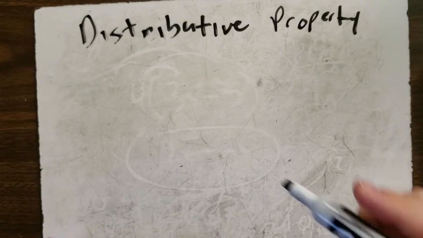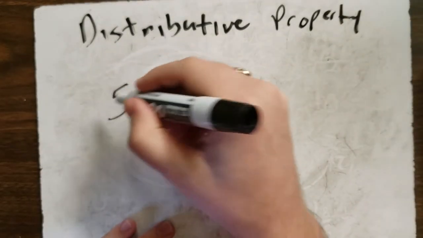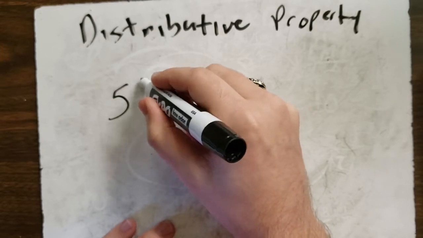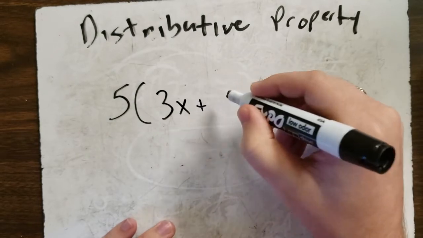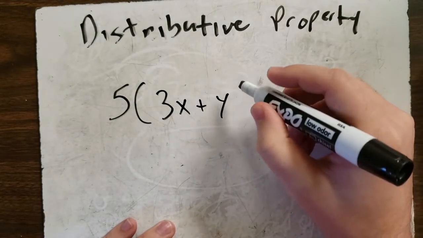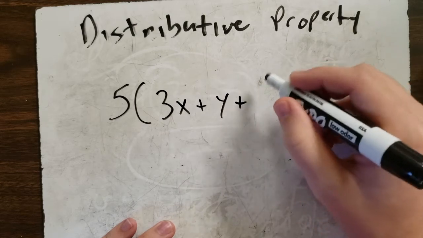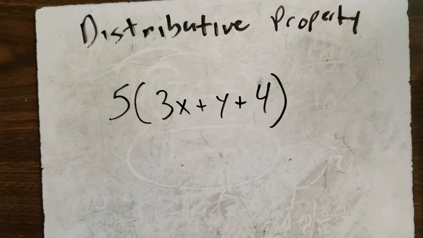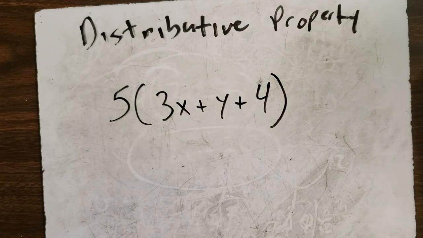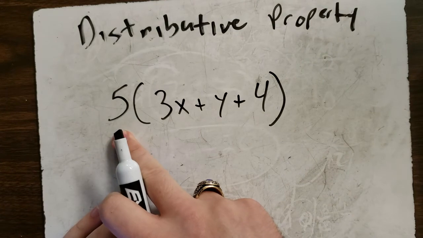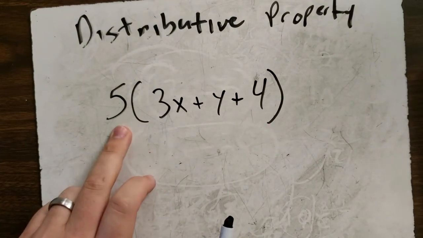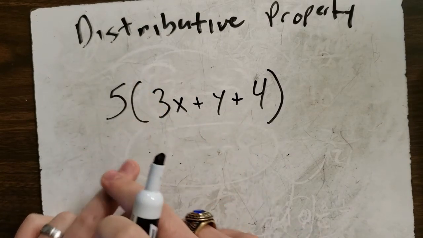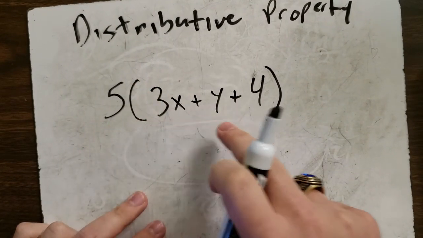Let's try one more. 5 times 3x plus y plus 4. Now we have 3 terms, but it's the same principle as what we had before. So instead of having 2 terms in the middle, we now have 3 terms in the middle. So everything on the outside gets multiplied by all 3 things on the inside.